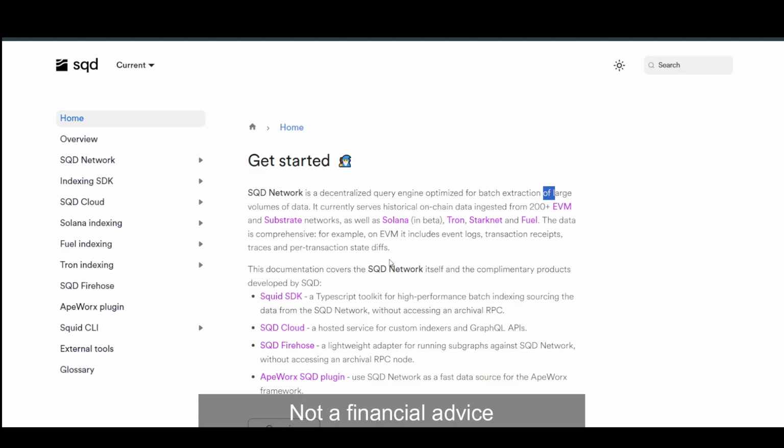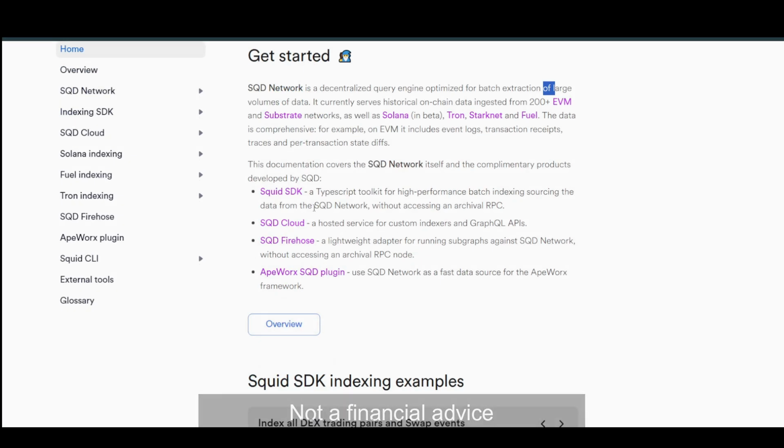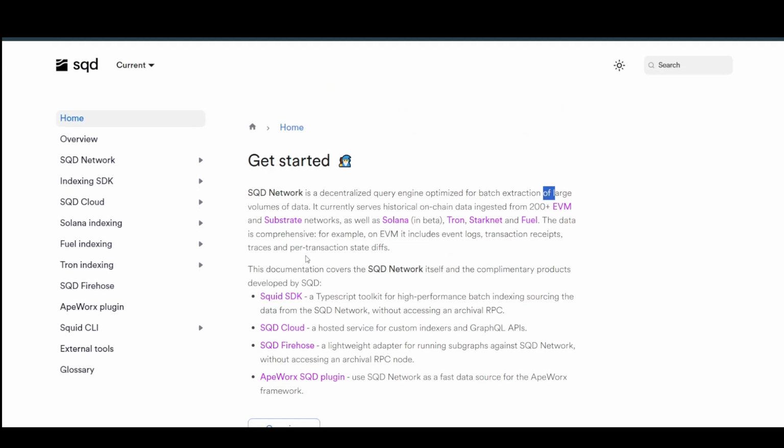So things like that. Basically, this documentation which they have covers Squid SDK, SQD Cloud, Firehose, and other things. I'm not going in depth. This is very technical stuff right here, and even I don't understand most of it.